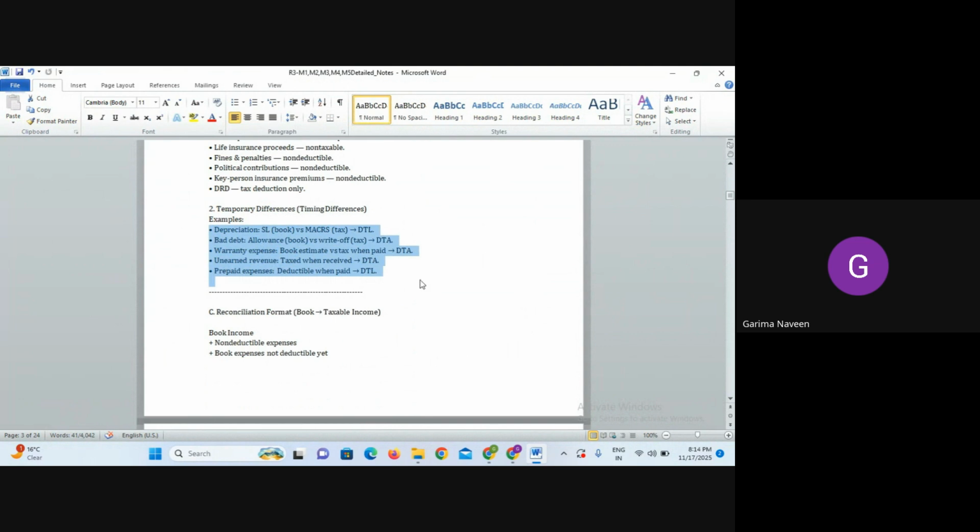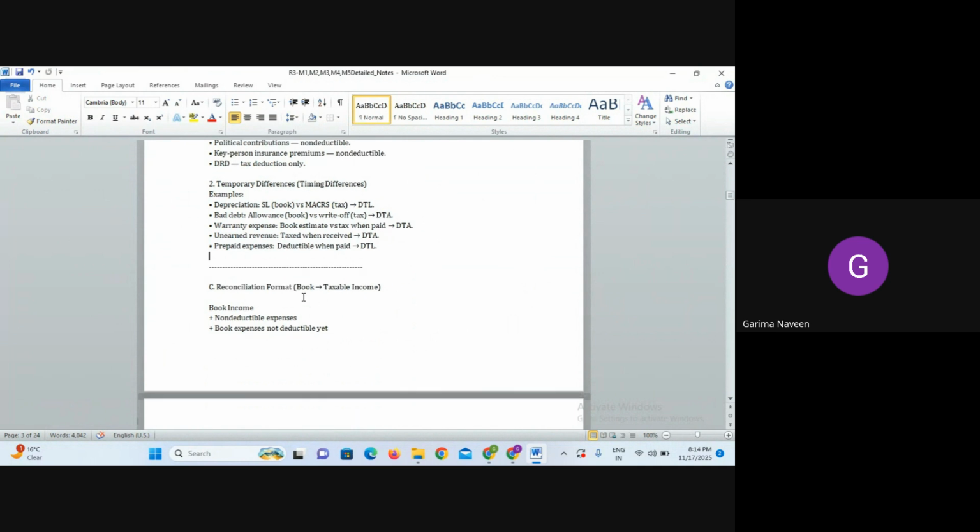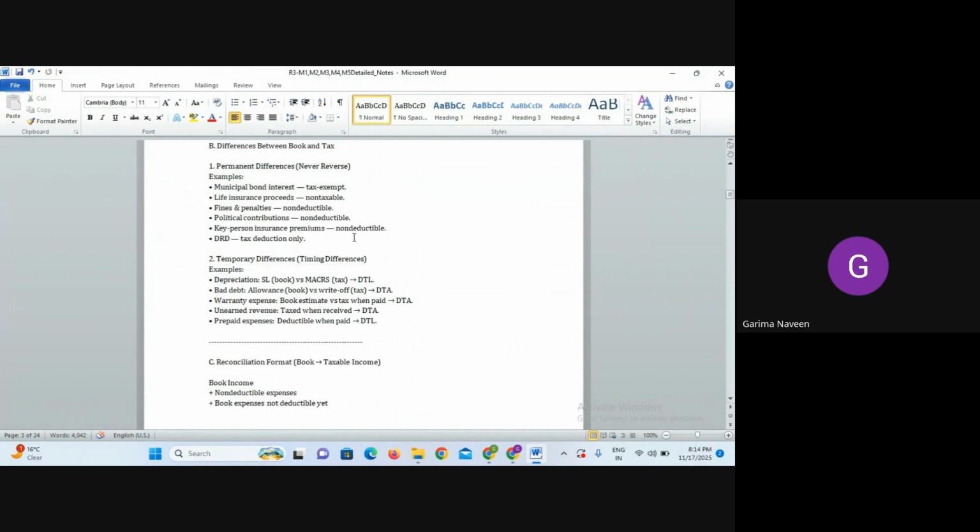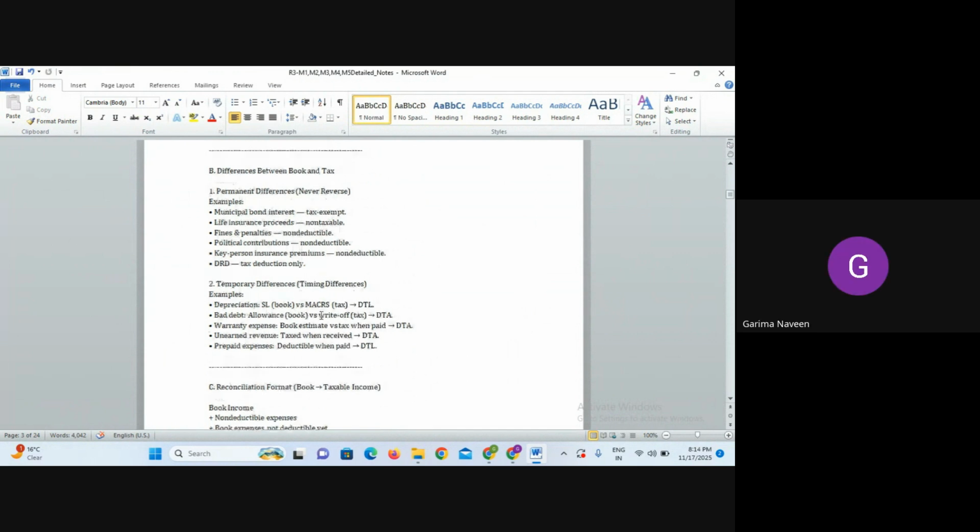Okay. So these temporary differences usually give rise to deferred tax liability and deferred tax asset, which you already studied in FAR, if you have studied FAR. Okay. Any doubt till here? No, ma'am. Okay.